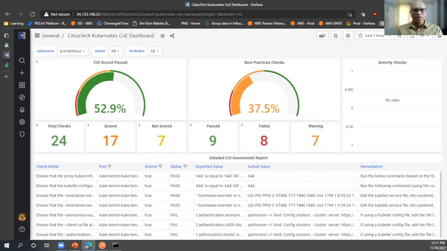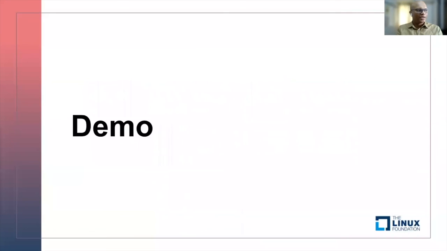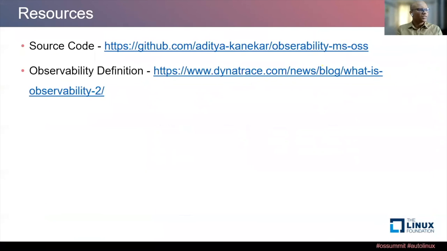That's it, folks. I'm open for Q&A. The source code, the code which I've shown you, is available in my GitHub repository. And the observability definition I have taken from Dynatrace. They had a very good definition for observability, so I have taken it from there.